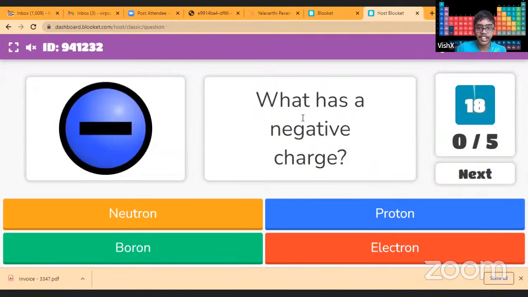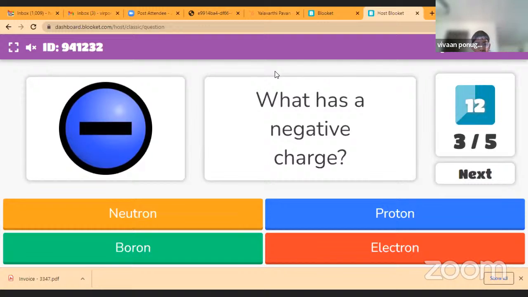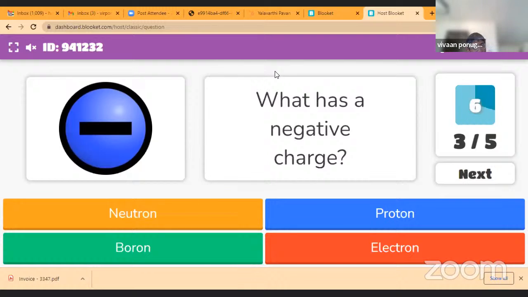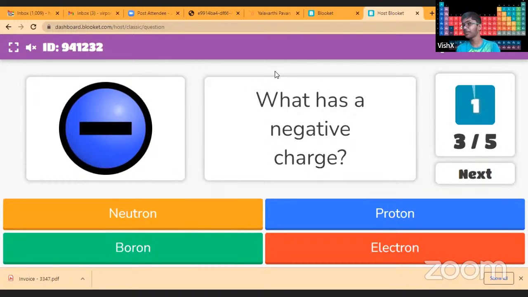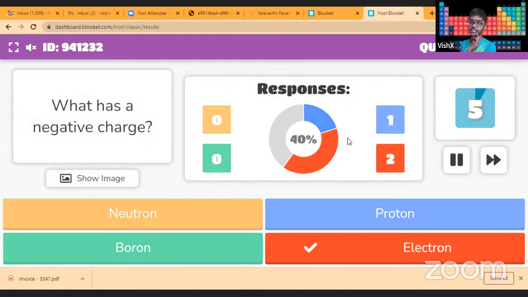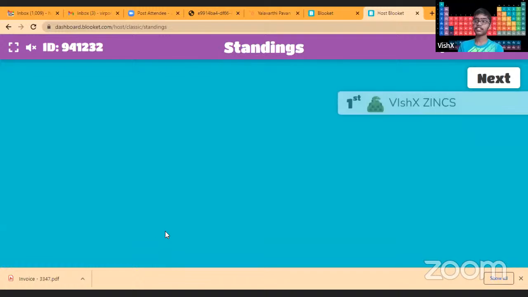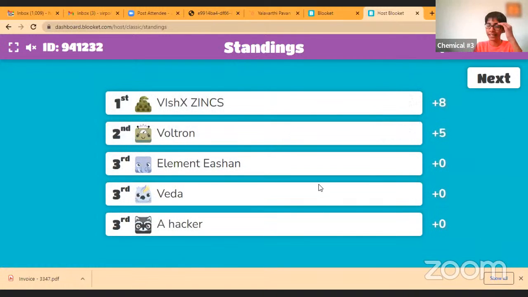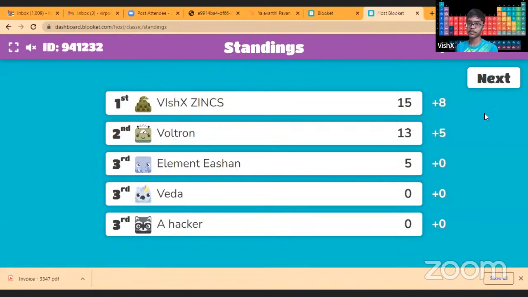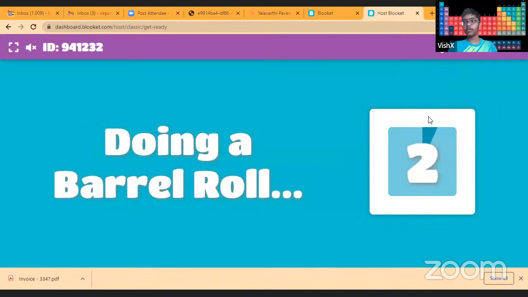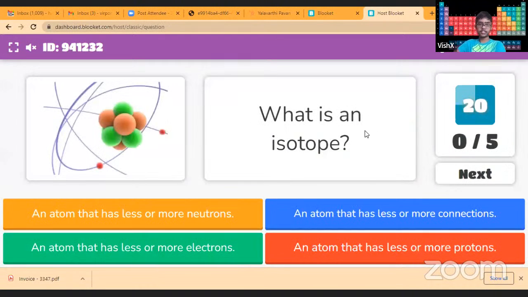Let's see. What's a negative charge? Oh, we already know this. This is so easy. I mean, none of us covered this, but you guys probably saw it in the slide. I guess this is a Q&A bucket. Who chose proton? They probably got positive and negative confused. Boron is an element. A hacker is a raccoon. A raccoon sneaks into the garbage.